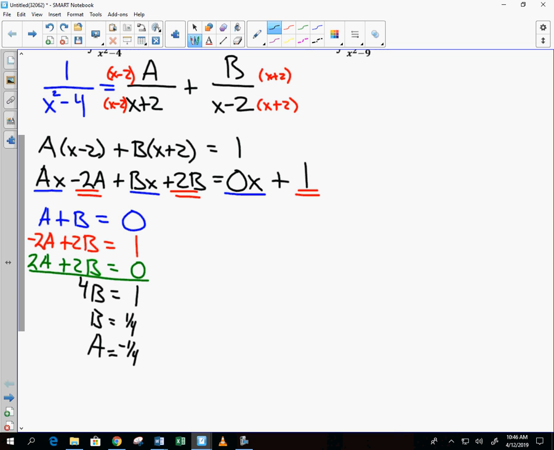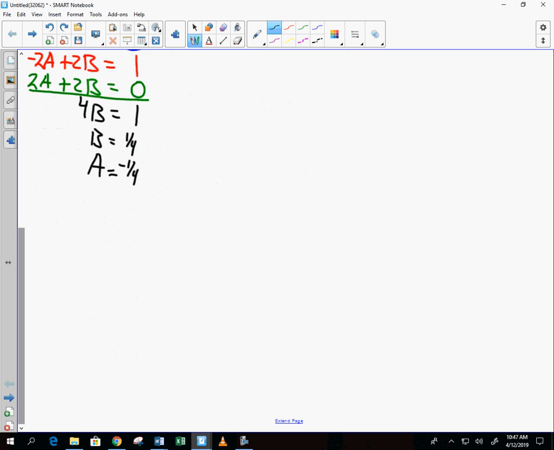Everybody see how we got these pieces? So I took the blue one and I multiplied through by 2. Give me the green one. Add them together. That's what we have. So what does that mean for us?